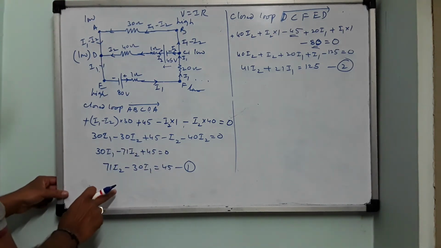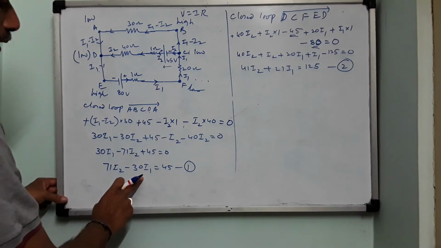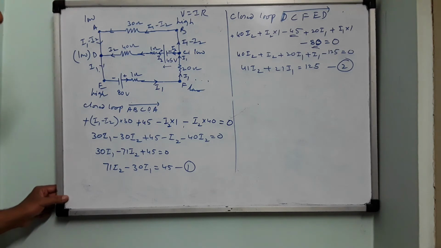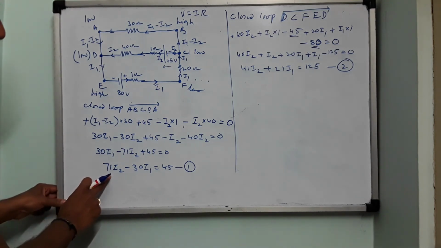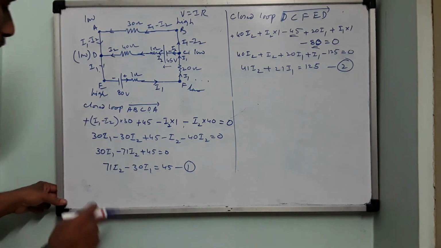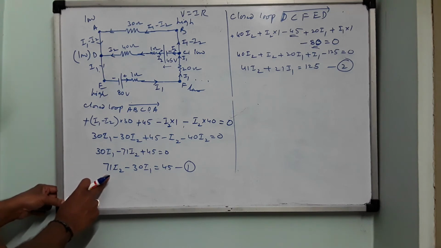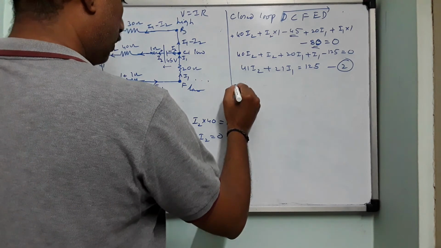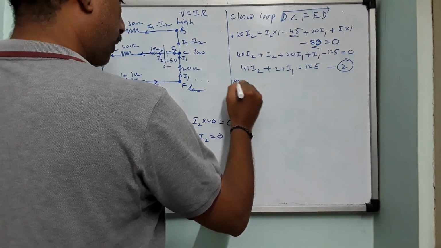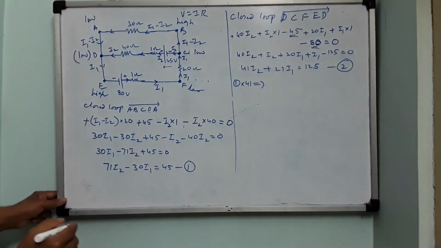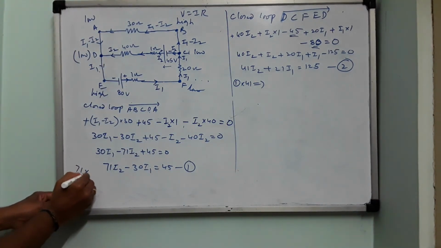So you have two equations. 71 I2 minus 30 I1 equals to 45. 41 I2 plus 21 I1 equals to 125. How to solve this equation? Okay. You eliminate one of them, first I2. Then you obtain I1. 71 should be multiplied by 41. 41 should be multiplied by 71. So in solving this one, multiplied by 41 gives rise to 71 into 41.